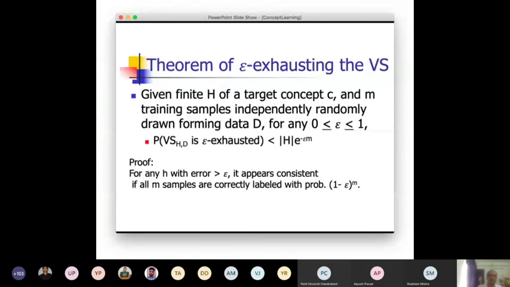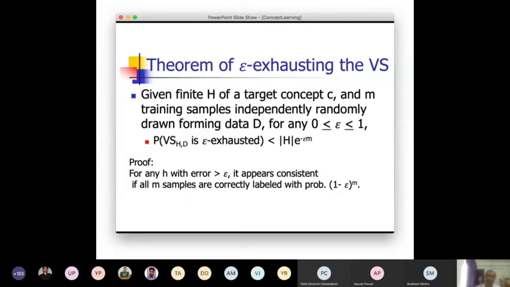Now, the proof comes like this: suppose you consider there exists some hypothesis H whose error is greater than epsilon, that means whose true error is greater than epsilon.